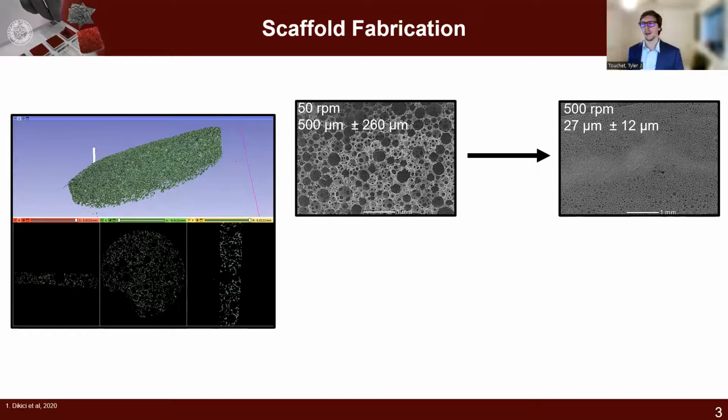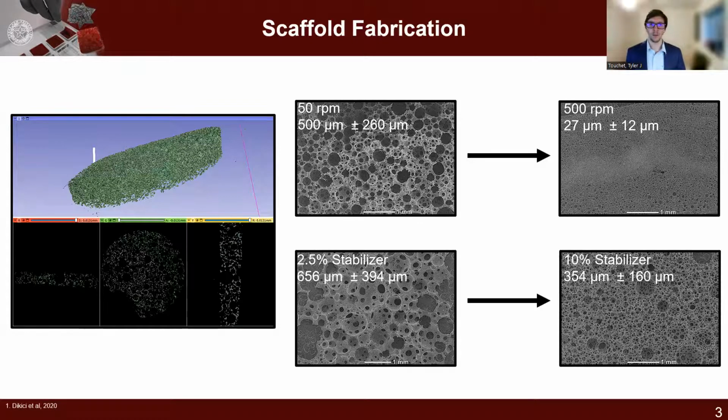Conversely, we can add additives to this system, such as stabilizers. And so if we have very little stabilizer, we can have even larger pores over 650 microns. And then if we add more stabilizer, we can reduce that down to about 350 microns. So this is really exciting work towards the steps of developing this bone graft.